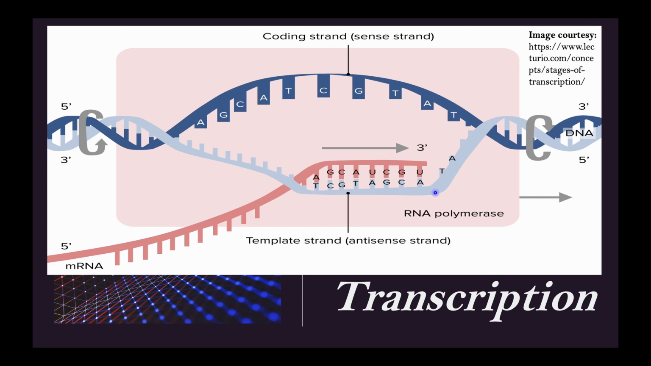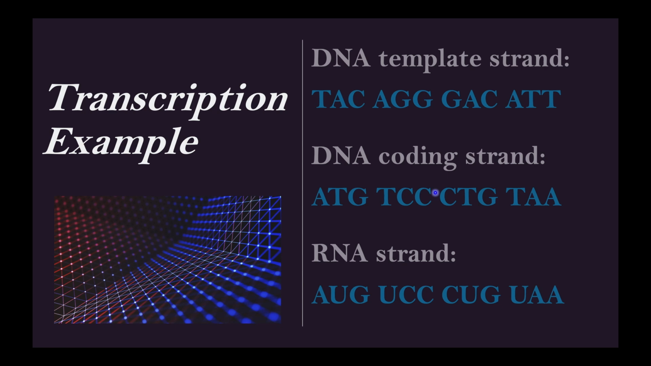Let's look at an example of transcription. Let's say we're looking at a DNA template strand that has this sequence. The DNA complementary base pairs for this sequence on the coding strand would be thymine and adenine, adenine and thymine, cytosine and guanine, adenine and thymine, guanine and cytosine, again guanine and cytosine, another guanine and cytosine, adenine to thymine, cytosine to guanine, adenine to thymine, and then thymine to adenine, and another thymine and adenine.